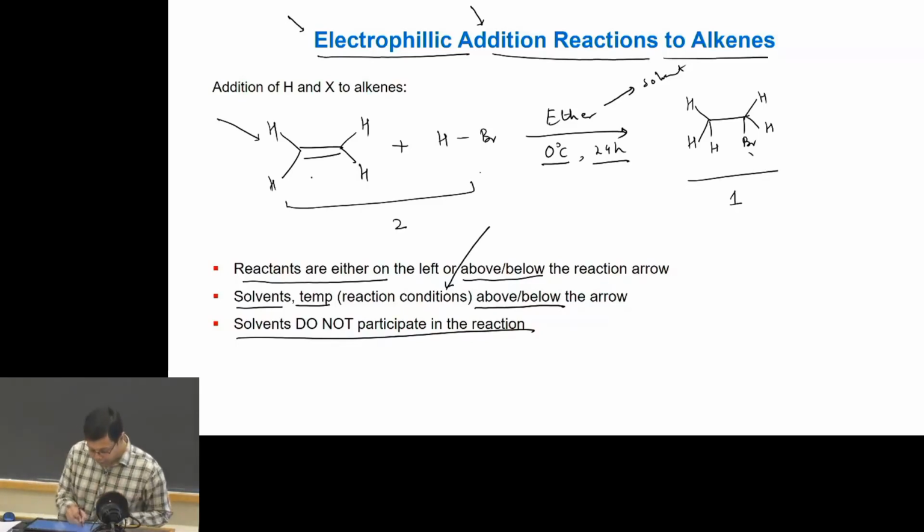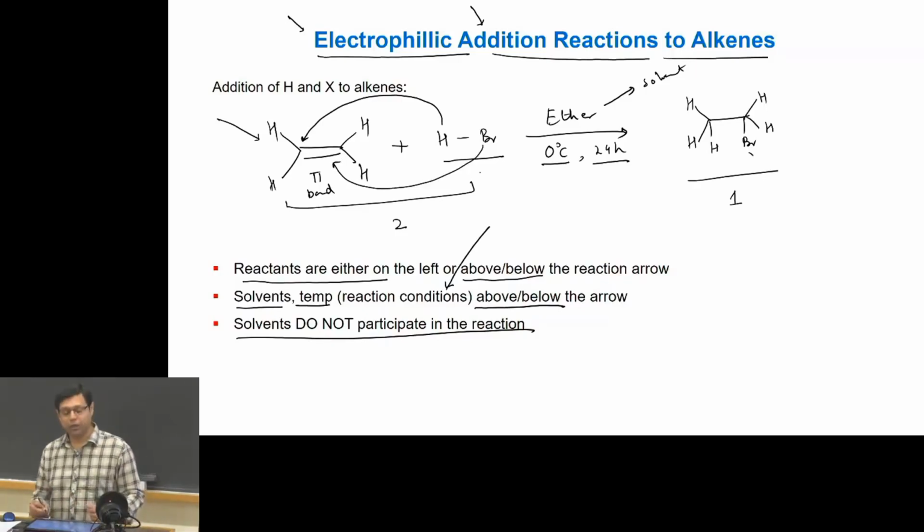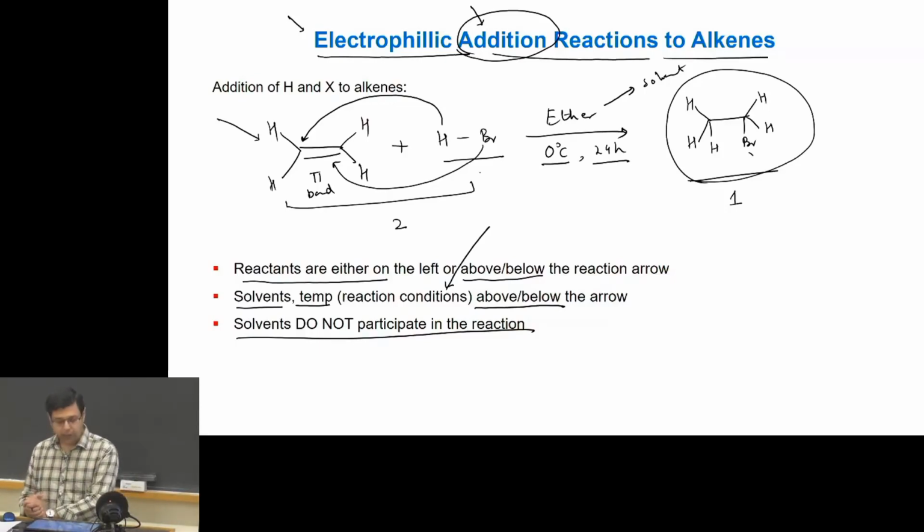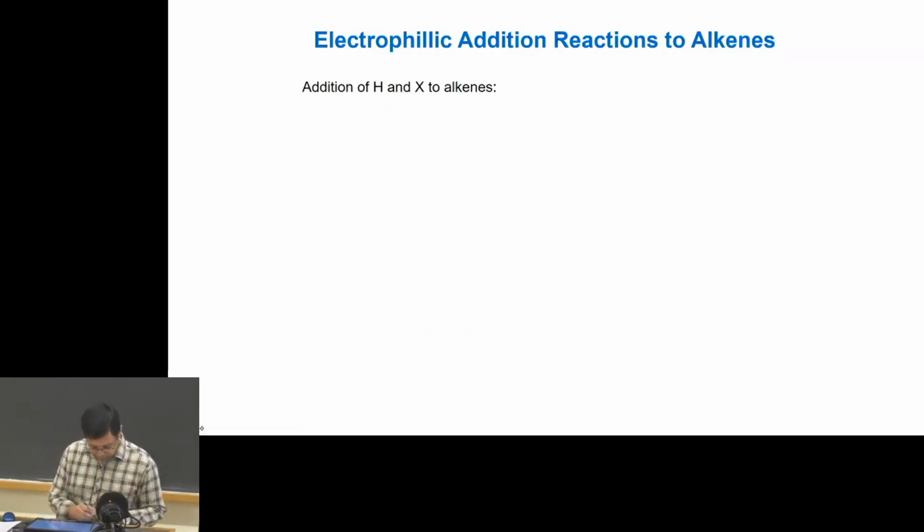You're starting with a pi bond. The other reactant is HBr. You have added H to one carbon of the double bond, Br to the other carbon of the double bond to form this molecule. Alright. So this is an addition reaction. Alkenes usually undergo addition reactions. Right? Whenever you have a pi bond, always those molecules will undergo addition reactions. Alright? Let's take a few more examples.